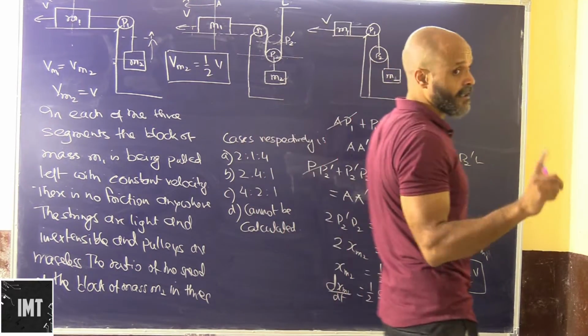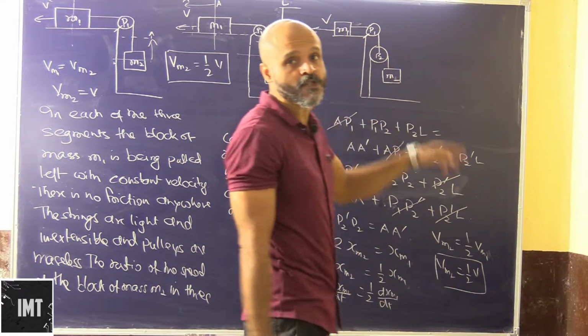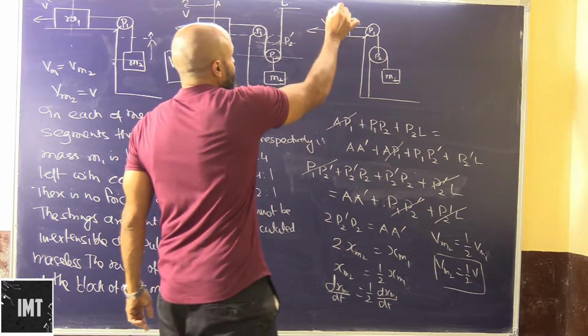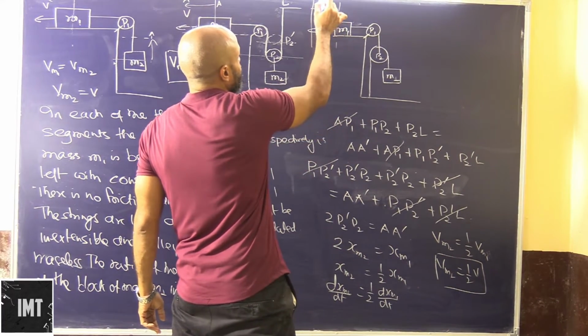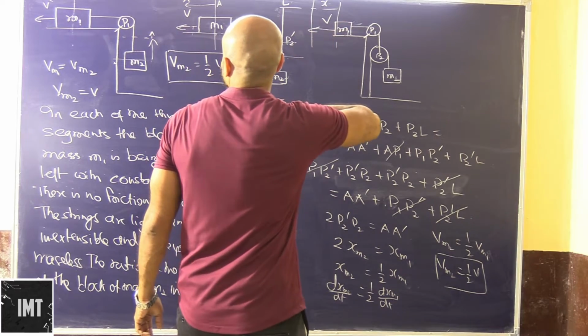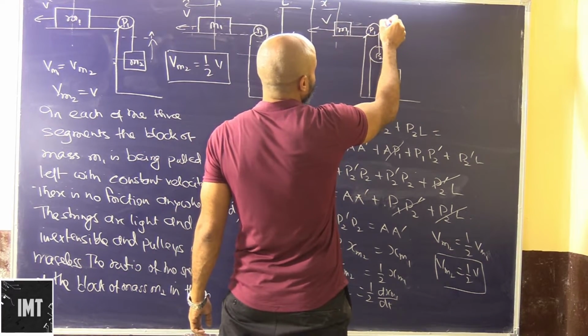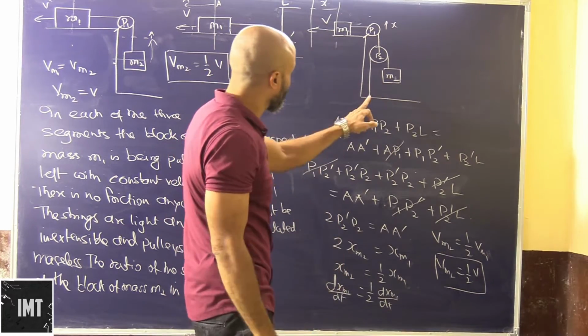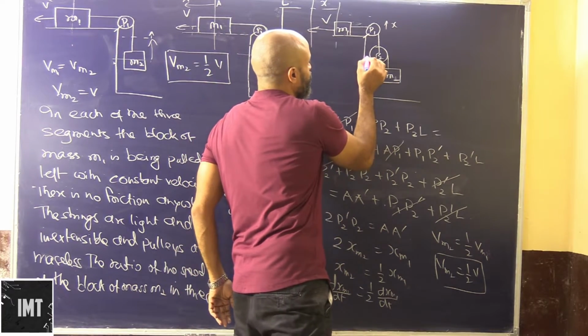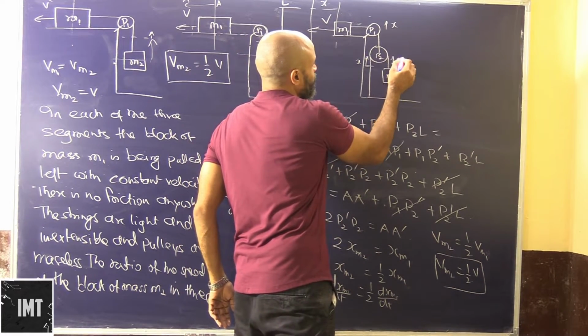Now again, this one doesn't have the same string, it has two strings out here. If I displace this by a distance, let's say x, tell me, this one will go by x. Now here there will be a displacement of x, and here also there will be a displacement of x.